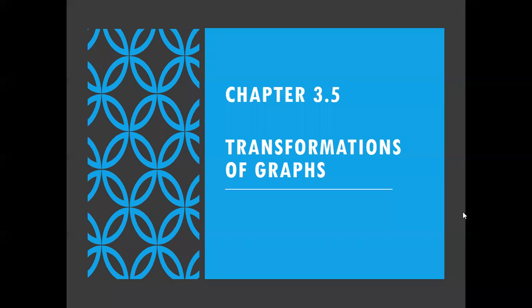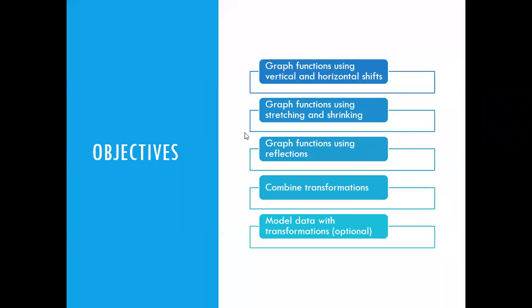3.5. So 3.5 is transformations of graphs. Guess what, guys? Transformations do not change. Transformations are the same rules that we've been following, okay? So for transformations, you're looking at the graph, the functions using vertical and horizontal shifts. So that's your H value or your ABC, I guess, when you think about it.